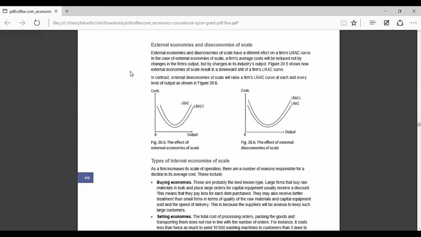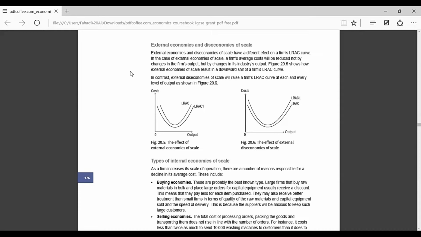Okay. External economies of scale and external diseconomies of scale. So I'll be starting with the external economies or diseconomies of scale. These are those economies or diseconomies of scale which are external, which are not because of the firm, but because of the industry. Okay.